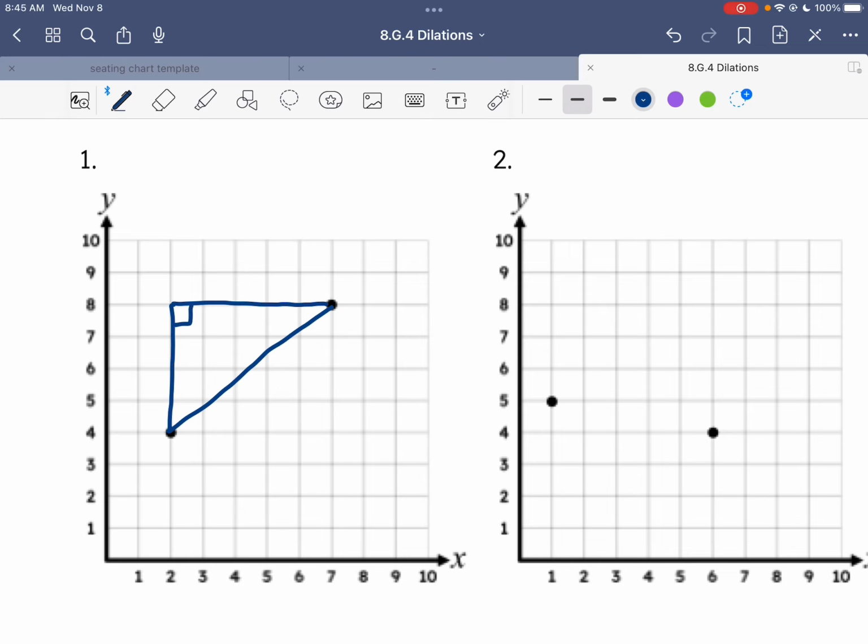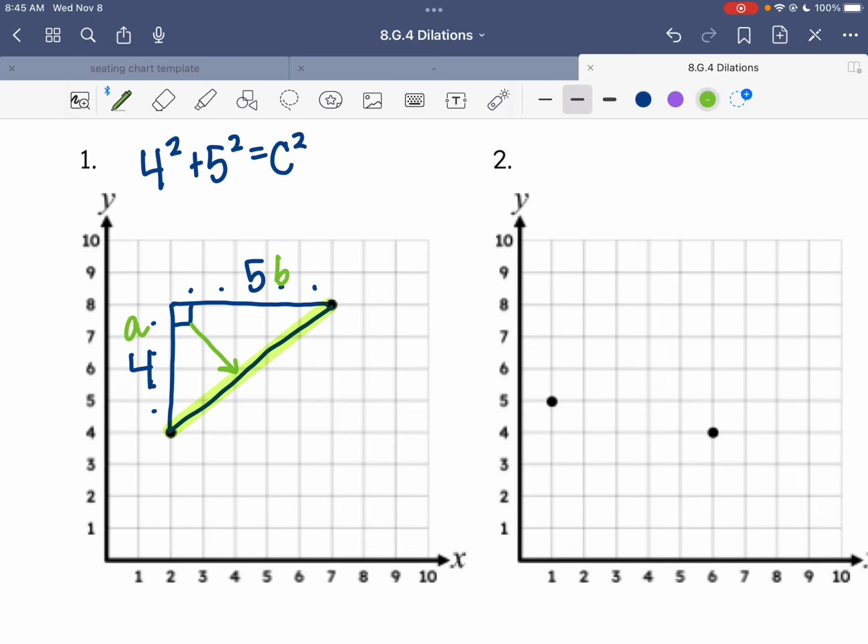Then we're going to count our side lengths. 1, 2, 3, 4. 1, 2, 3, 4, 5. And we are looking for the distance between the 2 points, which is the hypotenuse of our triangle. So we'll plug in our A and B to the Pythagorean theorem. 4 squared plus 5 squared equals C squared.